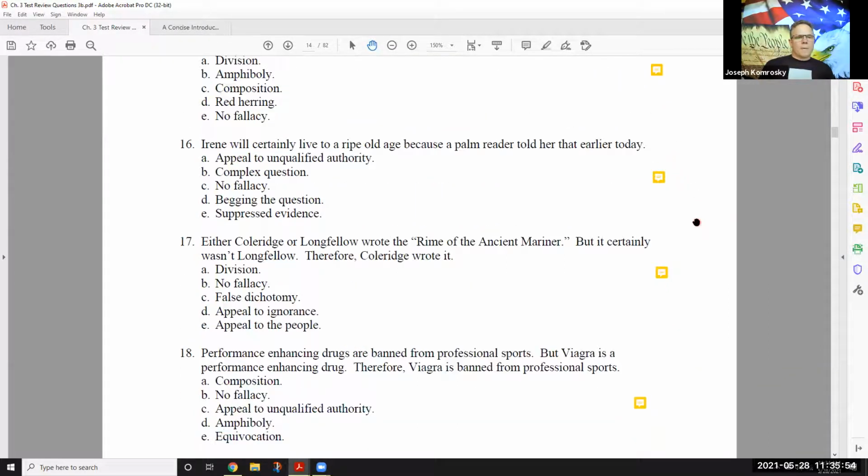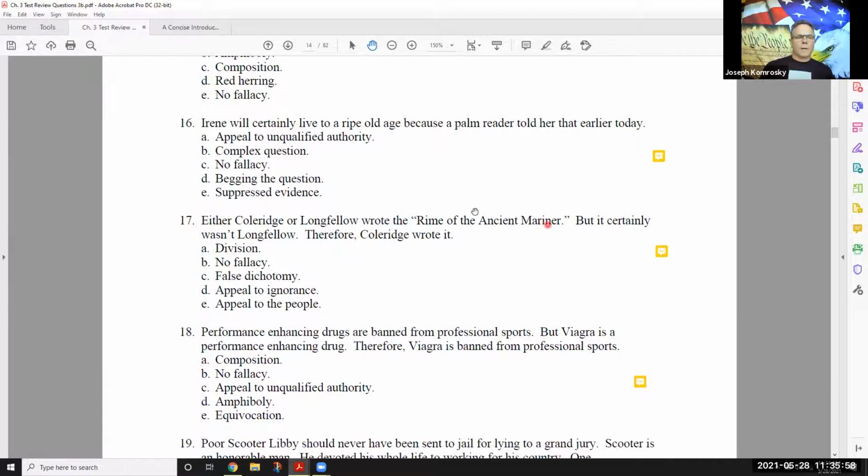Okay, 16. Irene will certainly live a ripe old age because a palm reader told her that earlier. A palm reader. Let me see. Do you think a palm reader is qualified to tell Irene will live to a ripe old age? Maybe. Some of you might think, dude, I go to palm readers all the time, bro. I got this palm reader down in Santa Monica. Super legit.